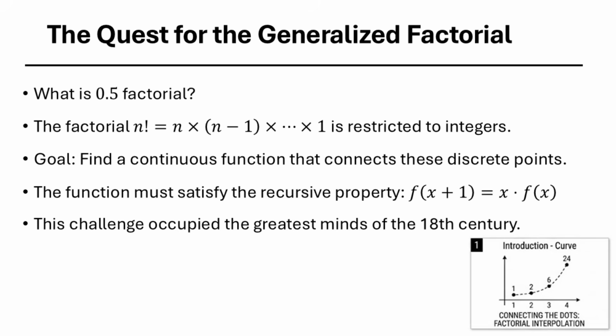The quest began with a simple problem of interpolation. Mathematicians wanted a smooth curve that passes through the points defined by the factorial. Imagine a graph where the x-axis represents our numbers and the y-axis represents their factorials. At 1 we have 1, at 2 we have 2, at 3 we have 6, and at 4 we have 24. A smooth curve should exist that fills the gaps. This function would need to satisfy the fundamental property of factorials, which is that f of x plus 1 equals x times f of x.